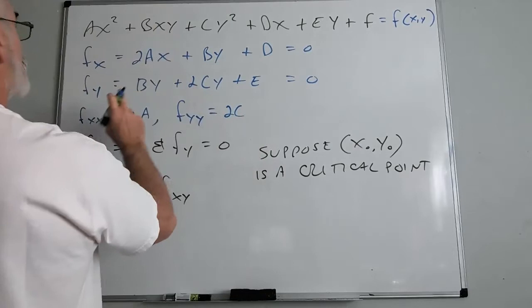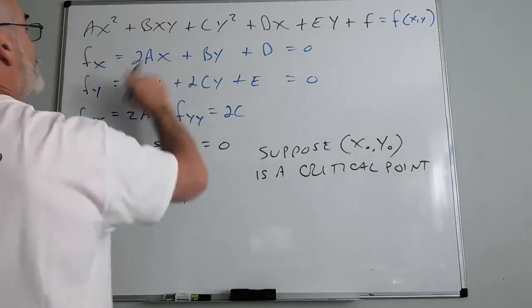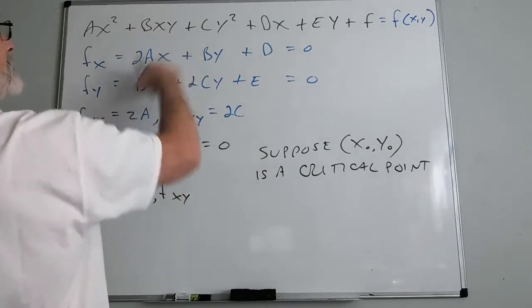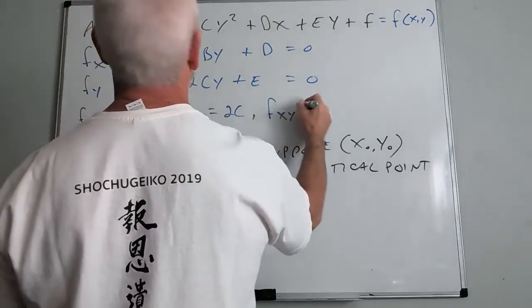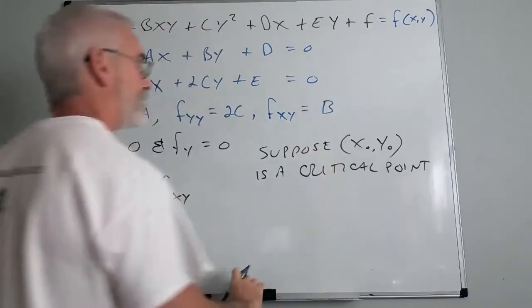I'm sorry, something's not quite right here. This should be an x, sorry. That's my y. Okay, fyy is 2c. What's fxy? That's just b.